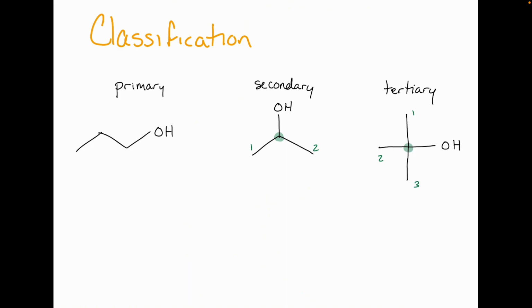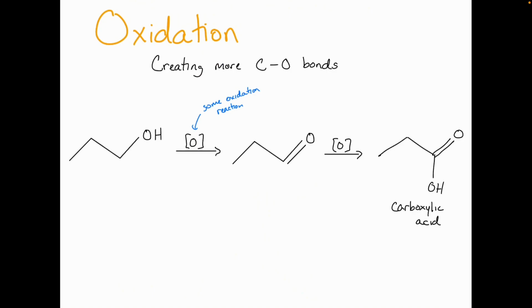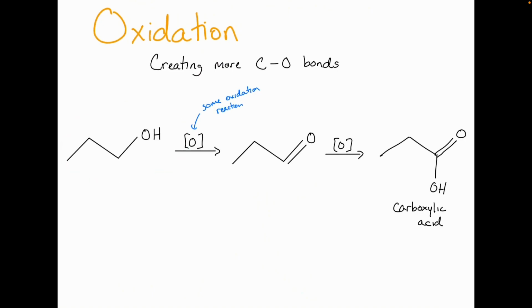All right, so going back to our oxidation reactions here, was this alcohol that I started with a primary, a secondary, or a tertiary alcohol? Primary. So primary alcohols, we can oxidize them to that carbonyl group, and then we can even further oxidize them to a carboxylic acid.